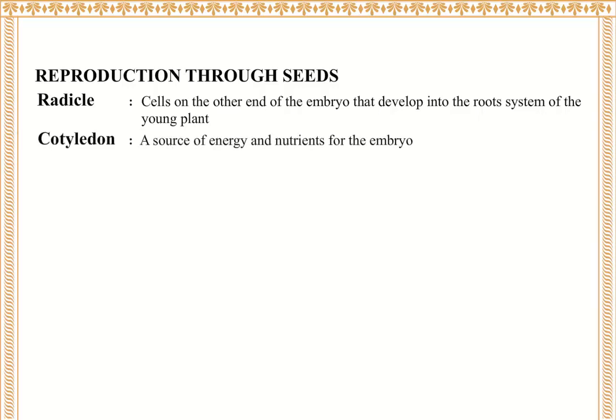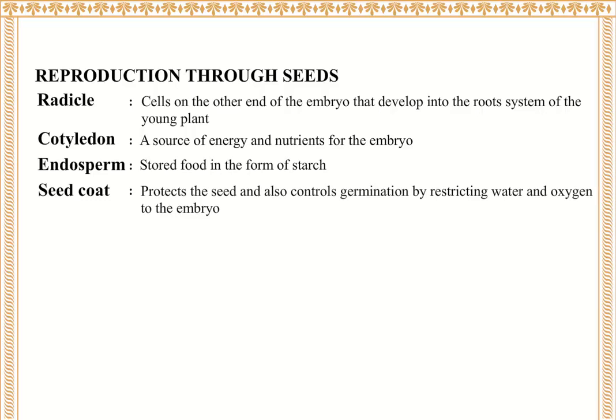Cotyledon: a source of energy and nutrients for the embryo. Endosperm: stored food in the form of starch. Seed coat: protects the seed and also controls germination by restricting water and oxygen to the embryo.